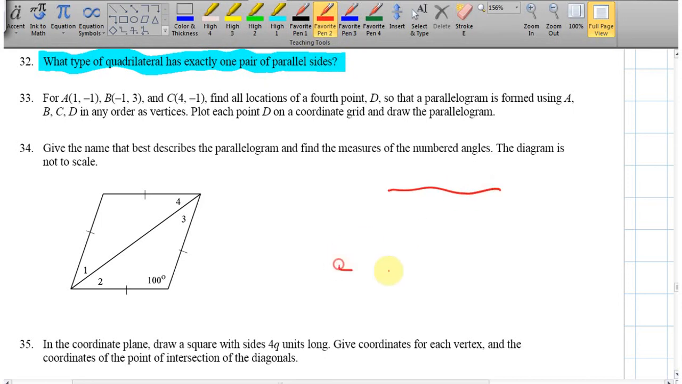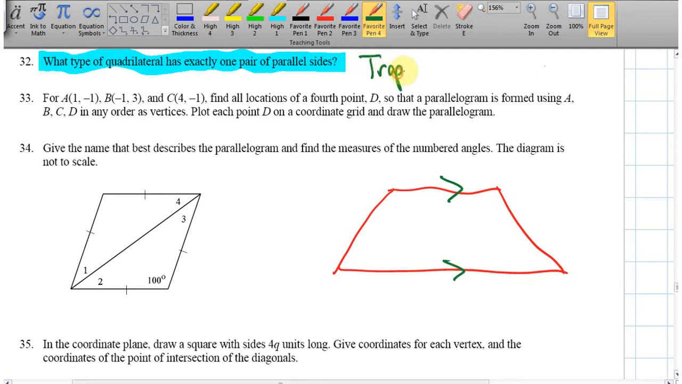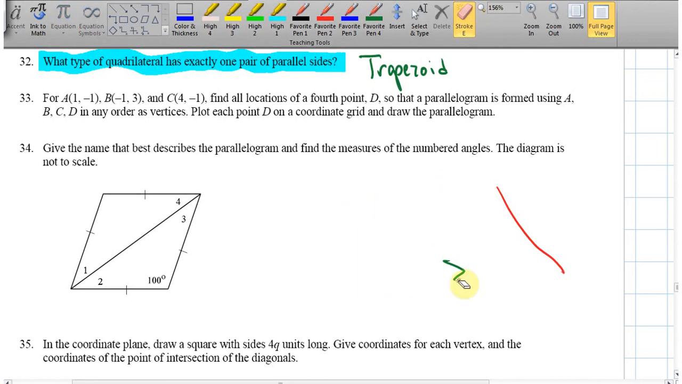Well, hopefully you've been copying down your properties and definitions of quadrilaterals. And it turns out if we have one pair of opposite sides, it has to be a trapezoid. No doubt about it. It has to be a trapezoid. That's the definition of a trapezoid. Exactly one pair of opposite sides are parallel. If there were two pairs of opposite sides that were parallel, it would be a parallelogram. So in this case, it's not because it's exactly one pair. It's trapezoids.